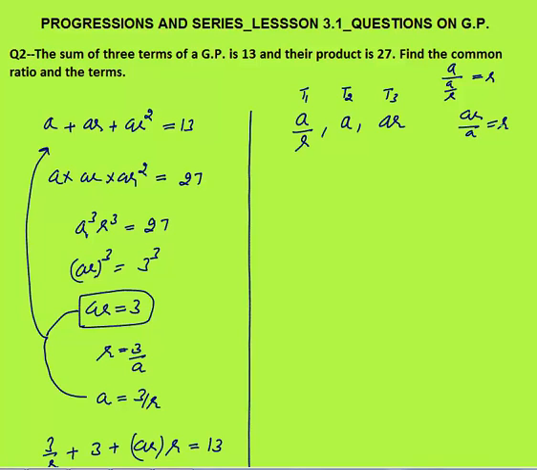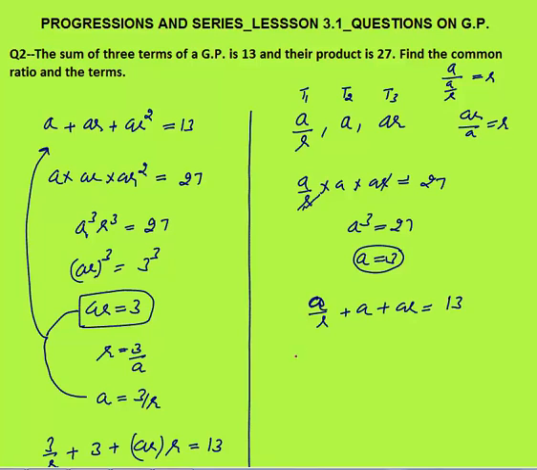What is the advantage of taking three numbers like this? The advantage is that once you take the product, it will be very easy. The product is a by r into a into ar. This is 27. The r will get cancelled. a cube is 27, so you get a as 3. Straight away you will get the value of a. Now put the value of a. The sum is given to us: a by r plus a plus ar is 13. So put a, 3 by r plus 3r is 13.